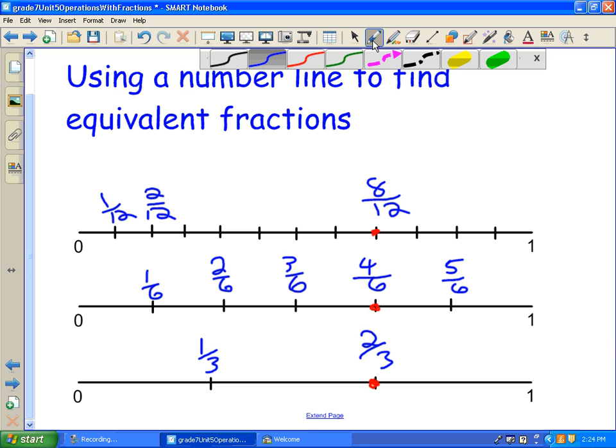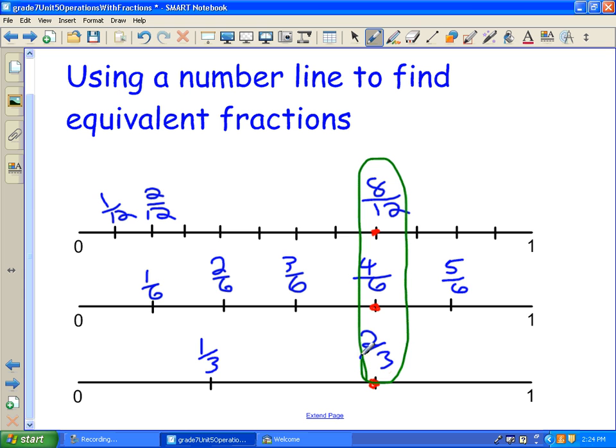So now all I have to do is look at this one. They're all the same right there. So these are all equivalent fractions. So we could test that by seeing, can we divide 8 by 2 and we'll get 4? Can we divide 12 by 2 and we'll get 6? So that divides them and shows that they are equivalent using a number line.